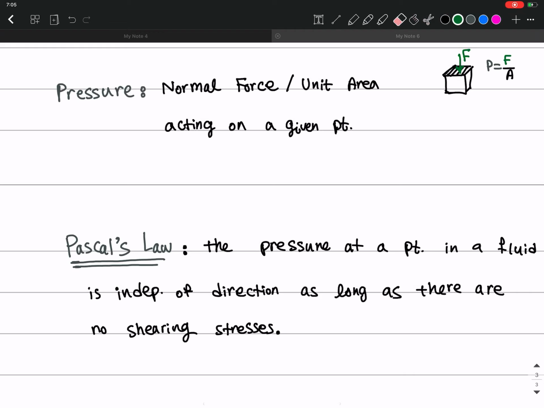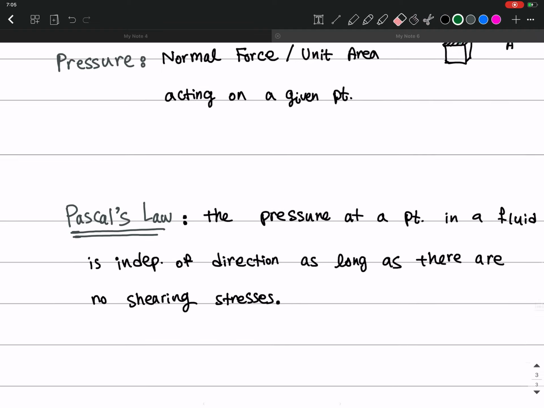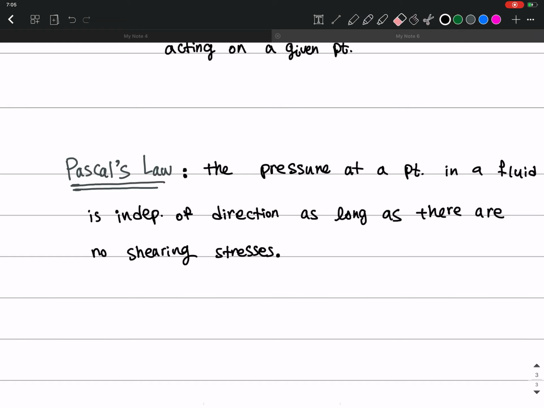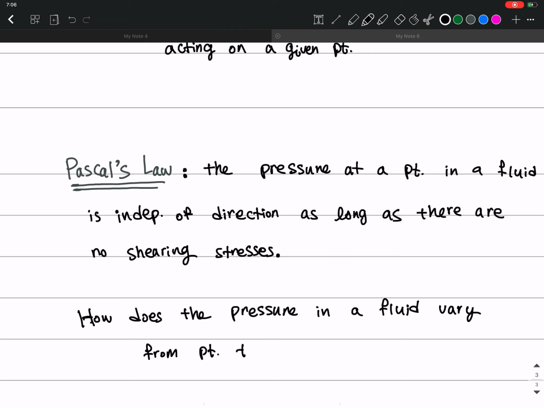Okay, so now I want to use this and answer a question, and that is, how does the pressure in a fluid vary from point to point? So the question I have is, how does the pressure in a fluid vary from point to point? Okay, so I'm going to answer this question after the break.